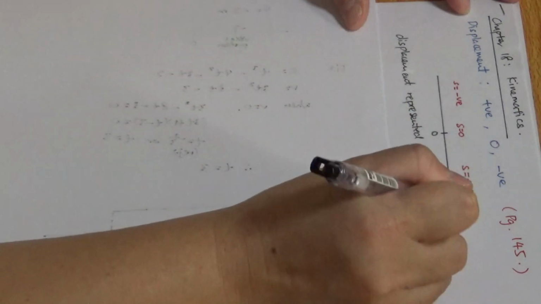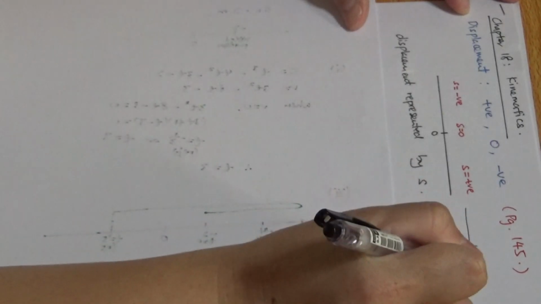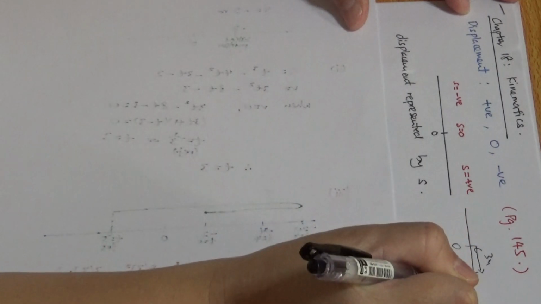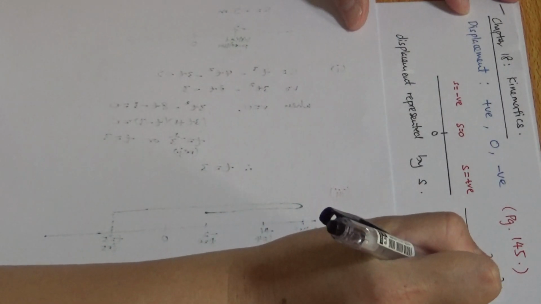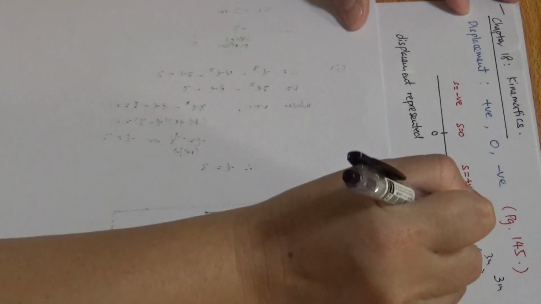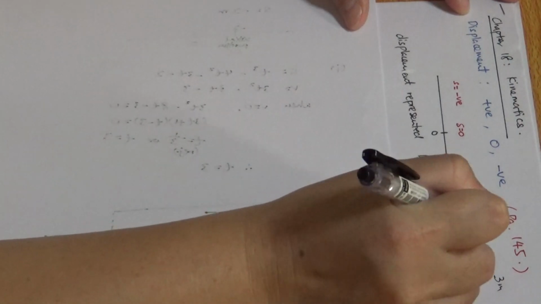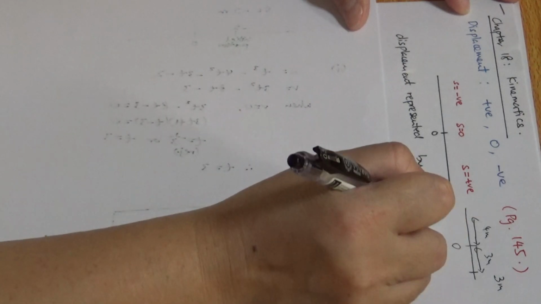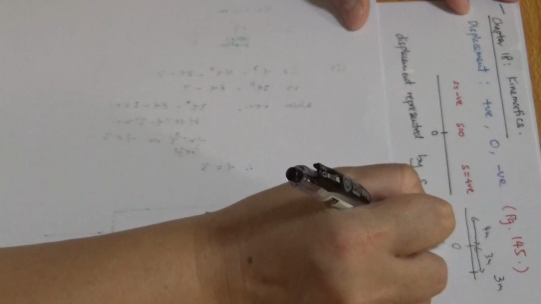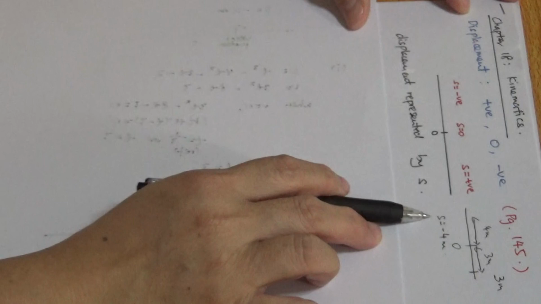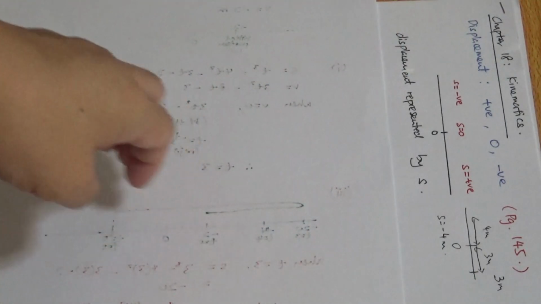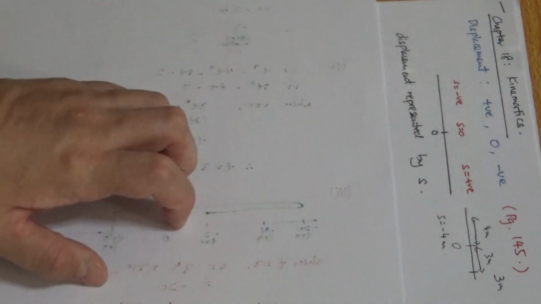Okay, for example, if I have a particle here that is 3 meters, it will be 3 meters from O. If I have another particle here that is 4 meters from O but is in the other direction, we say that the displacement is actually negative 4 meters because it's in the other direction. So displacement is with respect to a certain point.